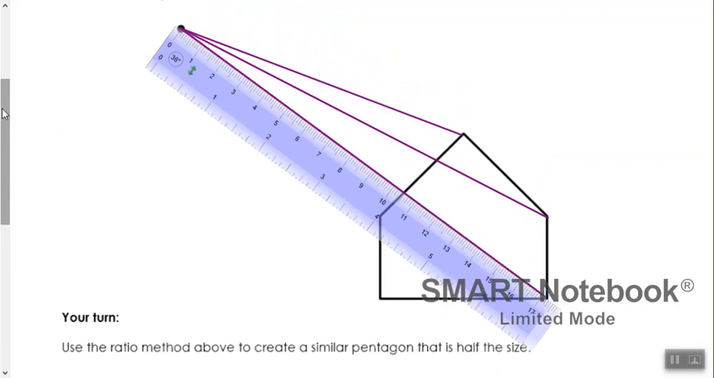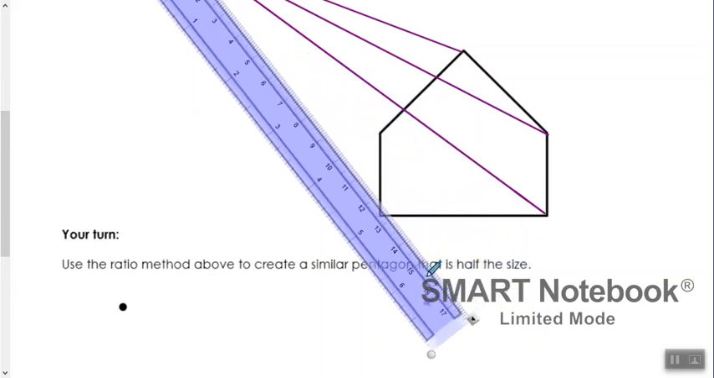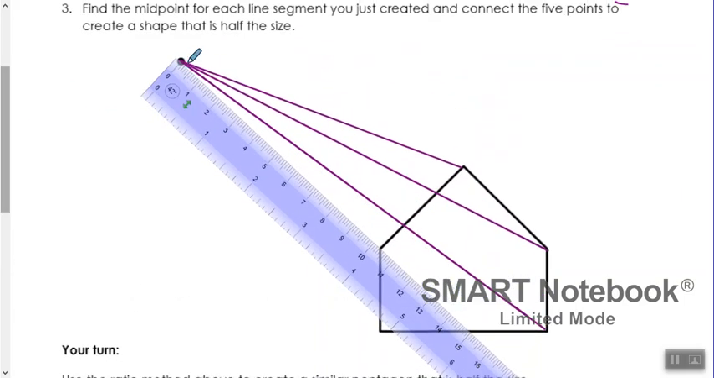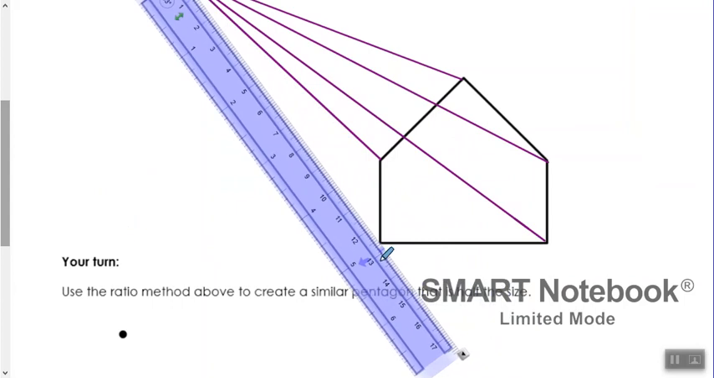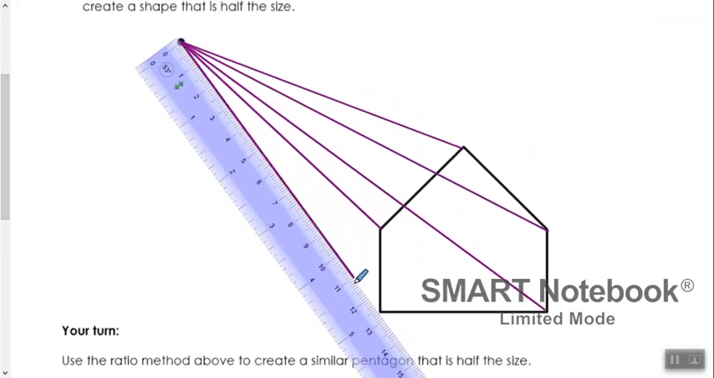Oh, that gets in the way. Okay, our fourth one up here. So let's do this vertex, stop there, and our last one. Okay, next what we need to do is find the midpoint of each line.